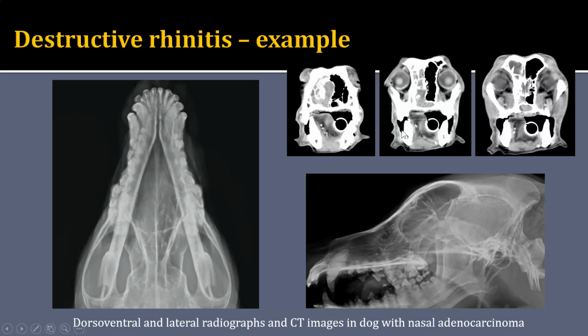Here's just an example of 3 different transverse images through the caudal nasal passages in this dog, showing you how much more easily we can see that mass in the right side of the nasal passages, and we can see that it extends caudally. And then this soft tissue attenuating mass right here is the mass that we see in the rostral part of that nasal passage.